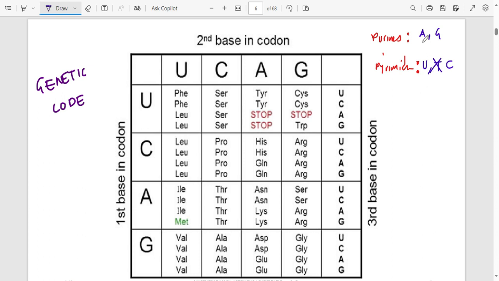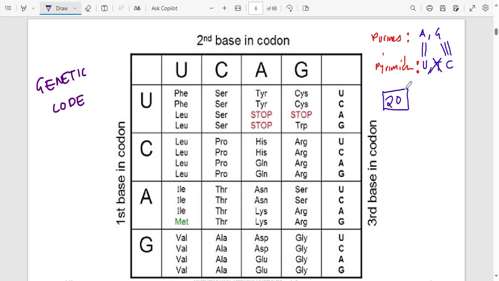So A will be pairing up with U, and G will be pairing up with C. This is what I want you to take note of. So this is the genetic code. Can you see that we have got four bases, but how many amino acids do we have? We have got 20 amino acids.